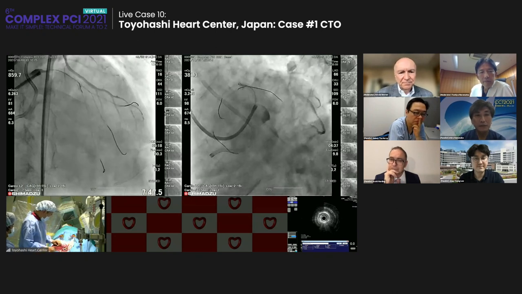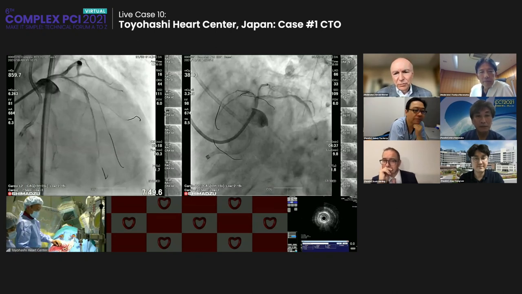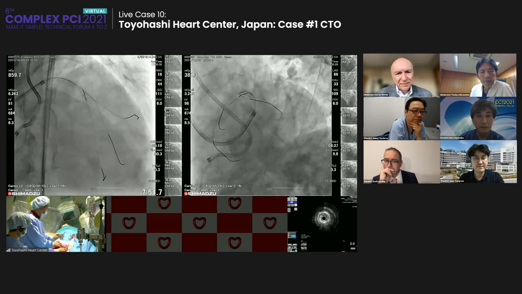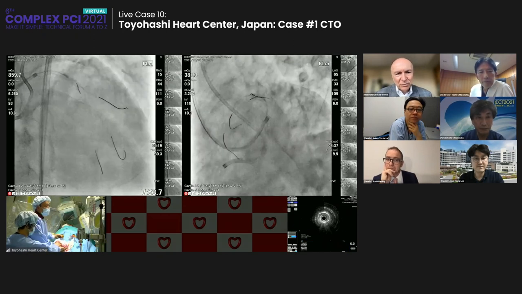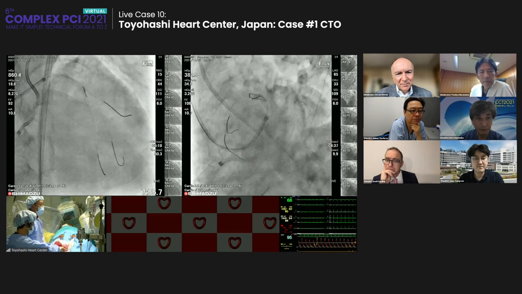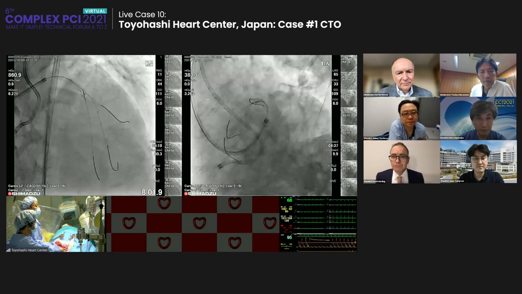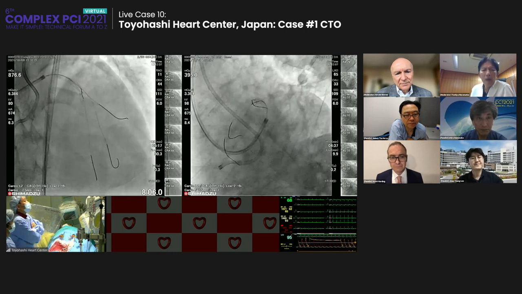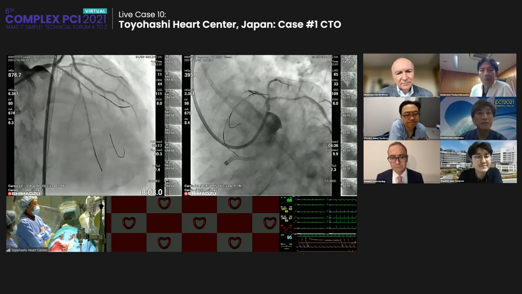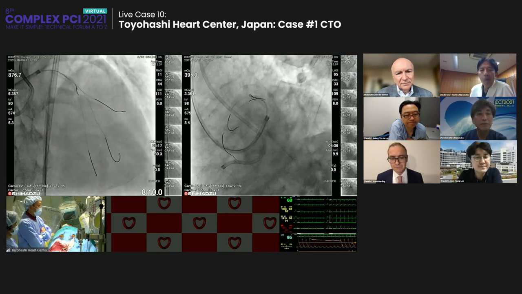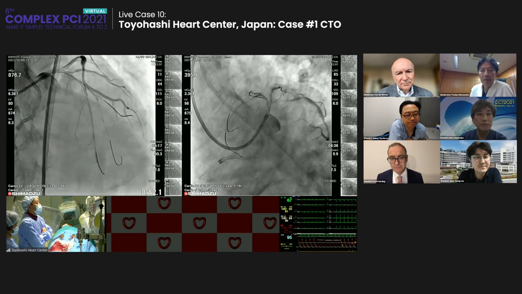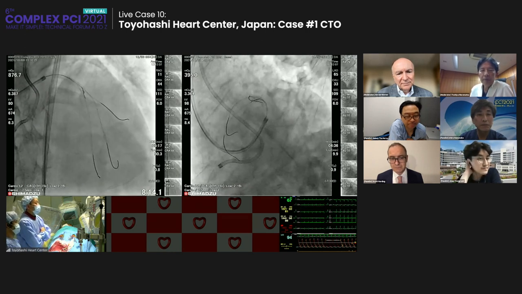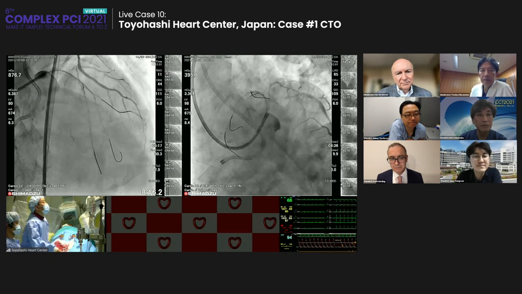There is some movement. Pixels in the wall. So maybe the dissection expanded to the distal part of the bifurcation.